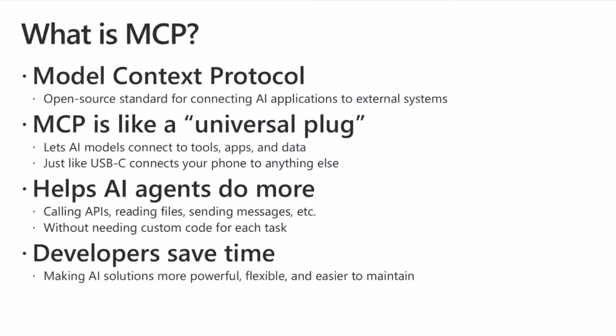So first of all, let's have a look at what MCP is. MCP, Model Context Protocol, is an open source standard that we can use to connect AI solutions, AI applications, to external systems. And the great idea of MCP is that it is almost like a universal plug that we can use to plug an agent or an AI platform into another external system to get information, functionalities, resources, and stuff like that.